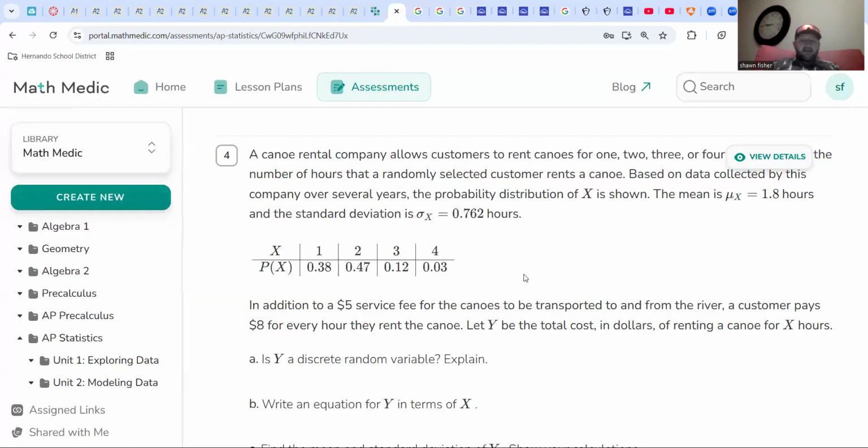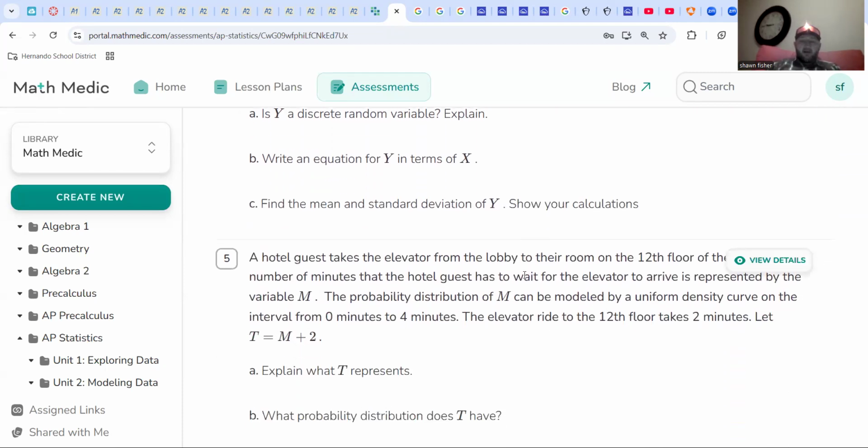Well, there it is. That's really what you're doing. You're taking a random variable and seeing if multiplication affects it, seeing if addition or subtraction affects it, and coming up with either a new expected value, a new mean, and a new standard deviation. There you go. All right.